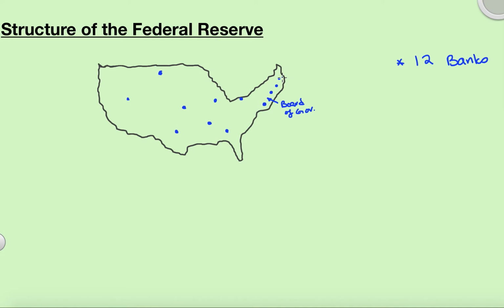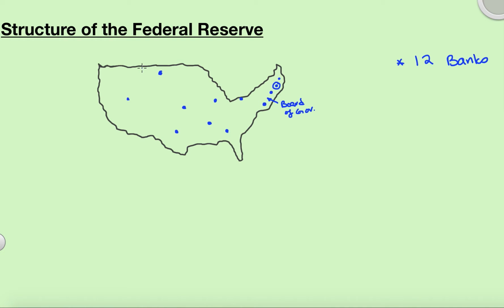Okay, so as you can see, there are an increased number over on the East Coast. Obviously, the New York one is very important. That would be this one right here. The New York one is very important because that's the financial capital of the United States.